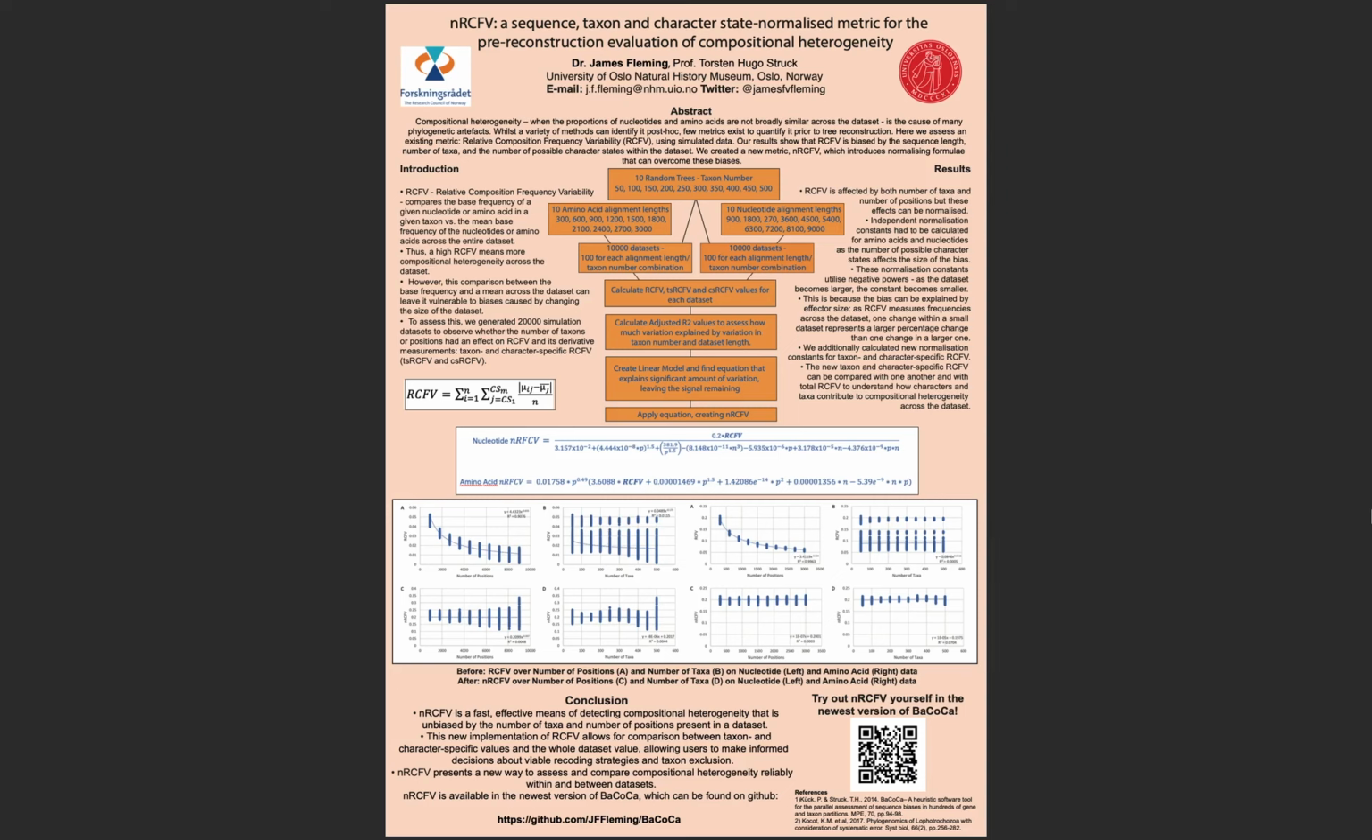And so different normalization constants were needed for both nucleotide data and amino acid data, because the number of possible changes from 4 states or from 20 states was affecting the calculation of RCFV.